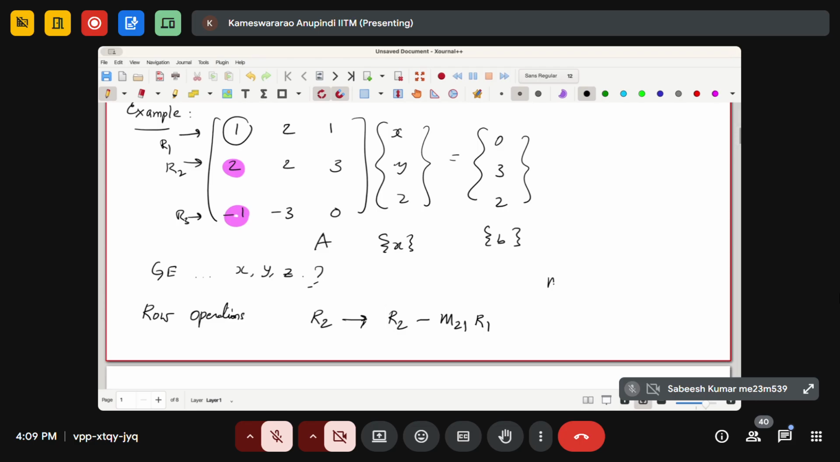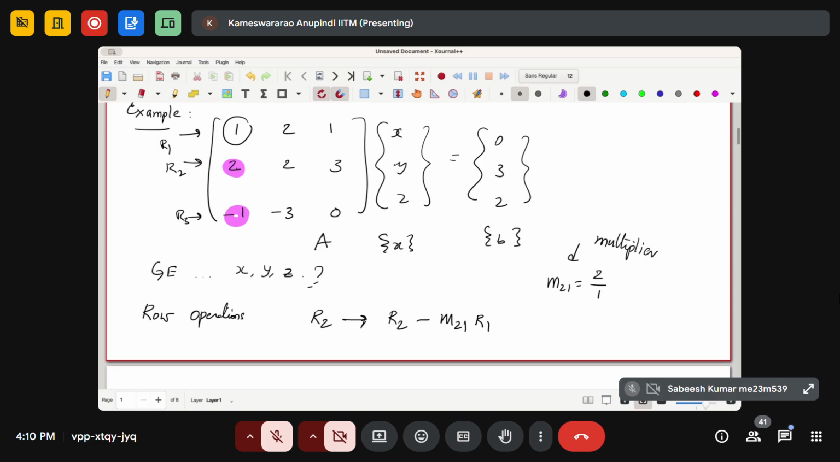So what should be M21 such that this element becomes 0 through this operation? That is nothing but 2 by 1, right? If I would take M21 equal to 2 by 1, then when I subtract this coefficient divided by this coefficient, that is your M21, that is the multiplier we are calling. Multiplier. Okay. Then when I use that multiplier and multiply with R1 and subtract it from R2, I'm going to make this as 0, right?